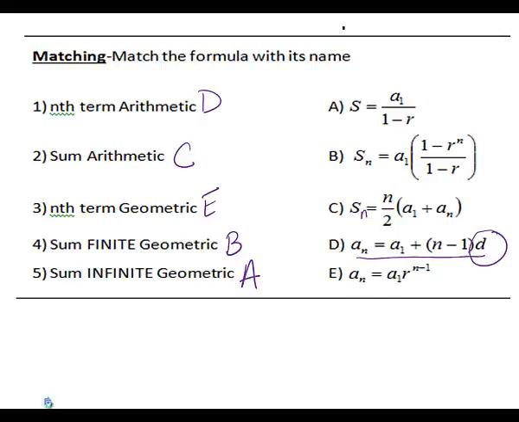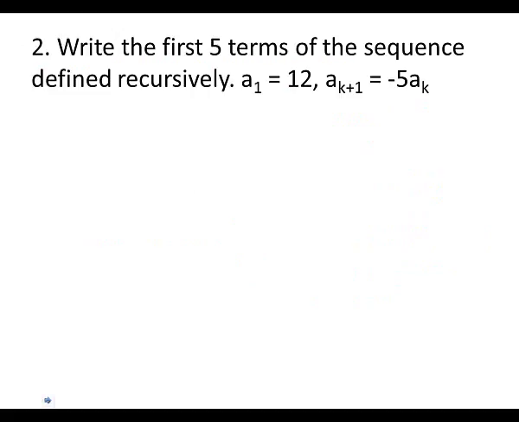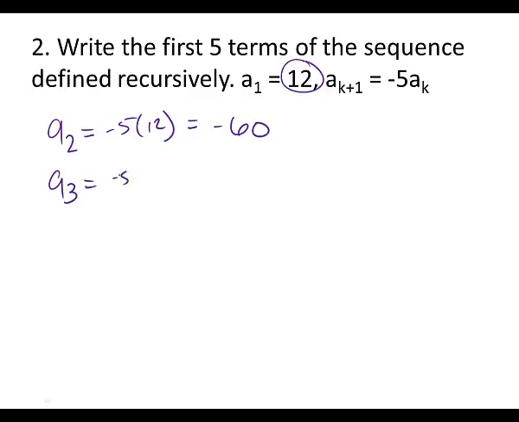All right. We're supposed to write the first 5 terms of the sequence recursively. So basically that's my first term, isn't it? Then this says that to get the next term in line, I do -5 times the previous term. So to get a sub 2, I'm going to do -5 times 12. What's -5 times 12?